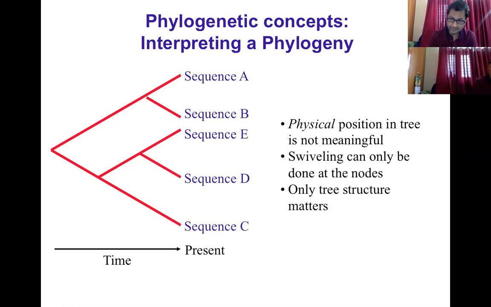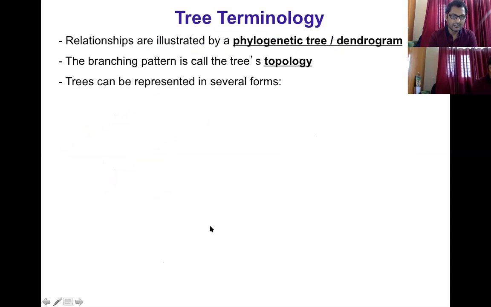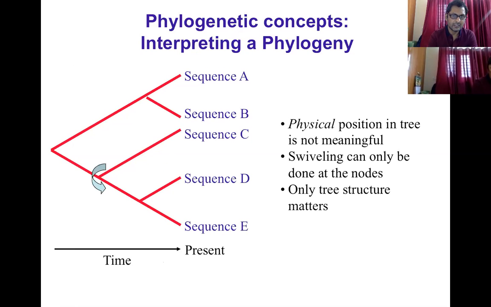So this tree and this tree are exactly the same. Only thing is the method, so see, you can see that D and E is here and C is here. And here C is here and D and E is here. So this shows that only the physical position of these branches has been changed and it is meaningless. Only the true evolution is shown with the help of the number of branches and how they have developed.